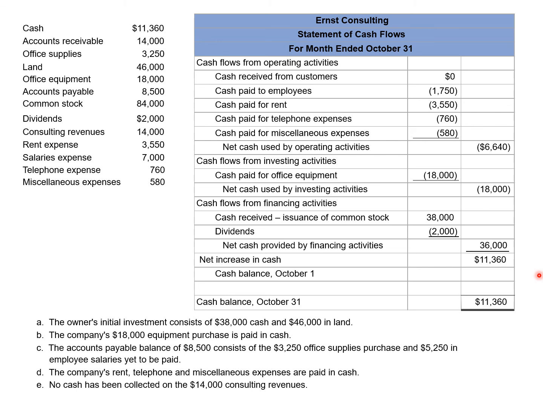Now, because the company just started, our cash balance on October 1st is zero. So you would add your cash balance that you began with to that net increase. And in this case, that was zero. So then we have an ending cash balance on October 31st of $11,360.